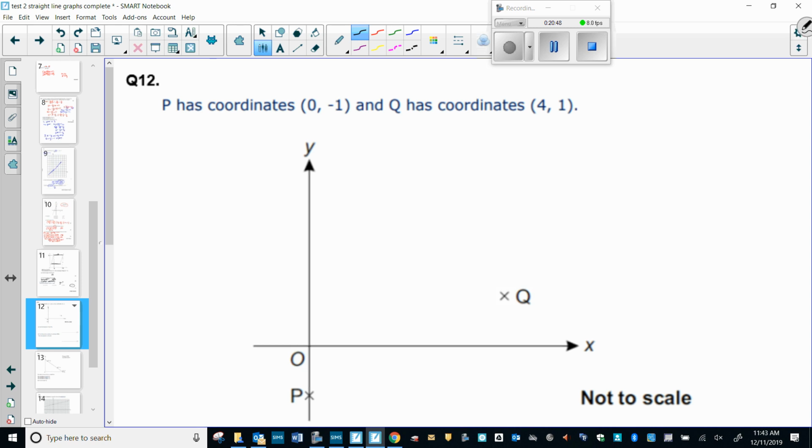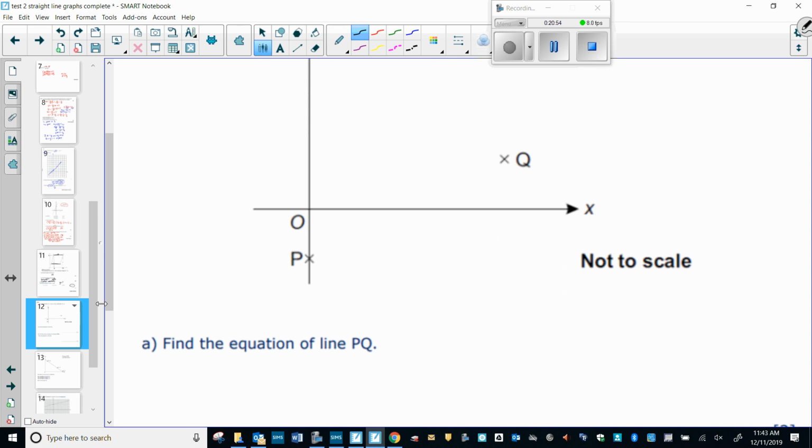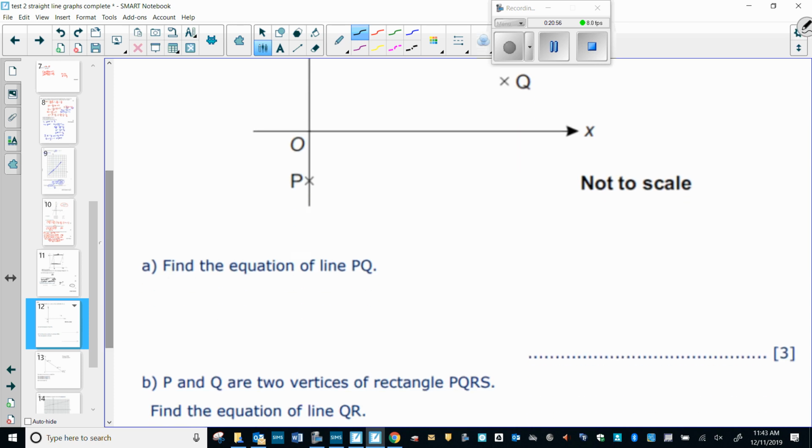So P has coordinates 0, -1, and Q has coordinates 4, 1. We need to find the equation of the line PQ. So to find the equation of any line, remember we need 2 pieces of information. We need to know the gradient and the y-intercept, because we know it's y equals mx plus c. So that's going to be the gradient, and that's going to be the y-intercept.